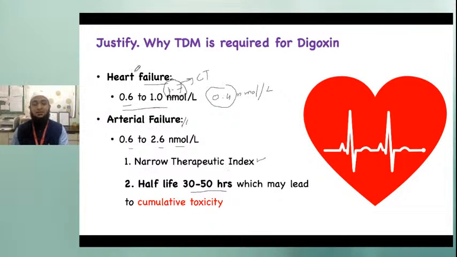So there is always a risk of cumulative toxicity in case of digoxin. So whenever you are giving treatment with digoxin, you measure their plasma concentration and accordingly decide what the subsequent dose should be for the particular patient. So the second reason digoxin needs TDM is its half-life, which is in the wide range of 30 to 50 hours. It increases the risk of cumulative toxicity, which mandates the physician to conduct the TDM process for digoxin.